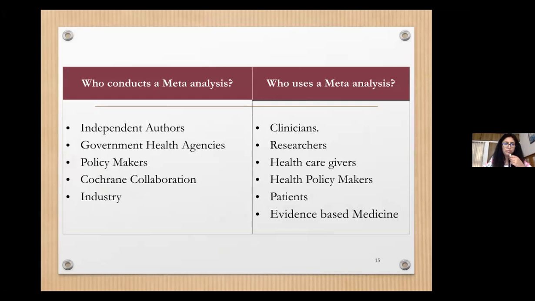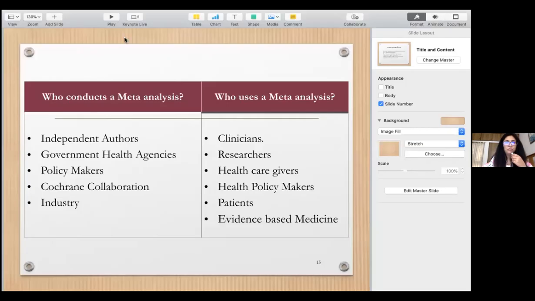Okay. So those who conduct a meta-analysis are authors. Sometimes the government asks for the meta-analysis to be done, policymakers, the Cochrane Collaboration, even the industry, right? And who uses a meta-analysis? Clinicians, researchers, healthcare givers, policymakers, patients, and basically it's the highest level of evidence in the pyramid of evidence-based medicine, right?